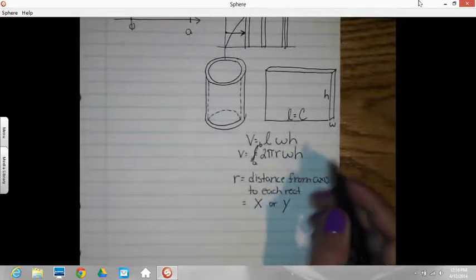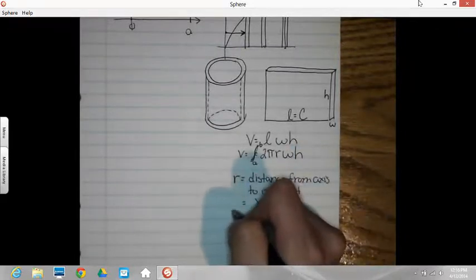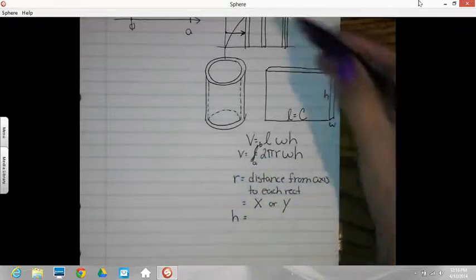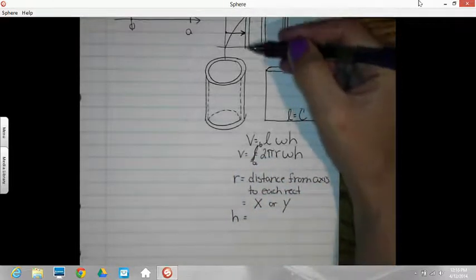The height, normal height, the height of our rectangle. So height of the rectangle.